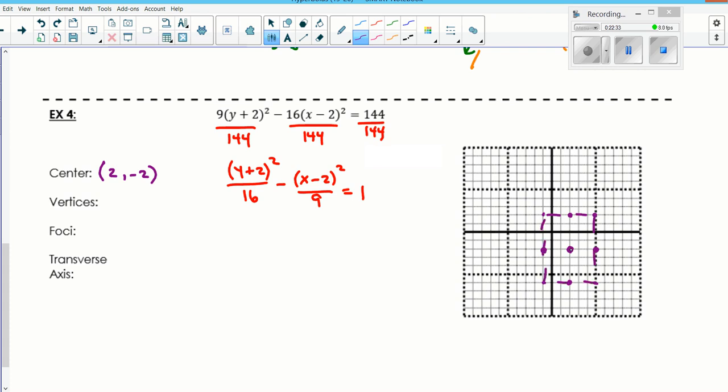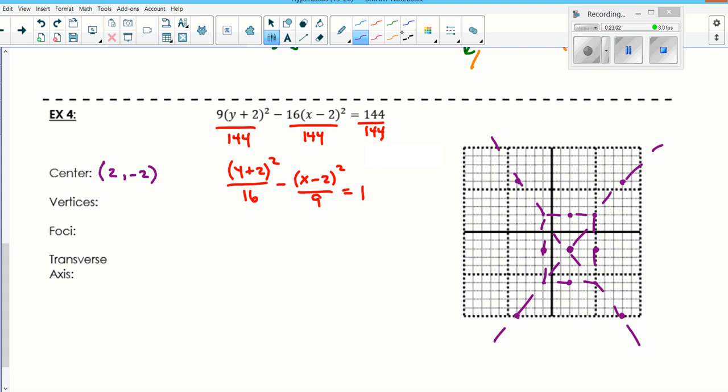So let's see. Up 4, right 3. 1, 2, 3, 4, 1, 2, 3 goes here. Down 4, left 3. 1, 2, 3, 4, 1, 2, 3. I'm going to connect all those points. Up 4, left 3. 1, 2, 3, 4, 1, 2, 3. And down 4, right 3. Okay. I would make sure that your asymptotes extend beyond the graph. It makes them a lot more obvious.